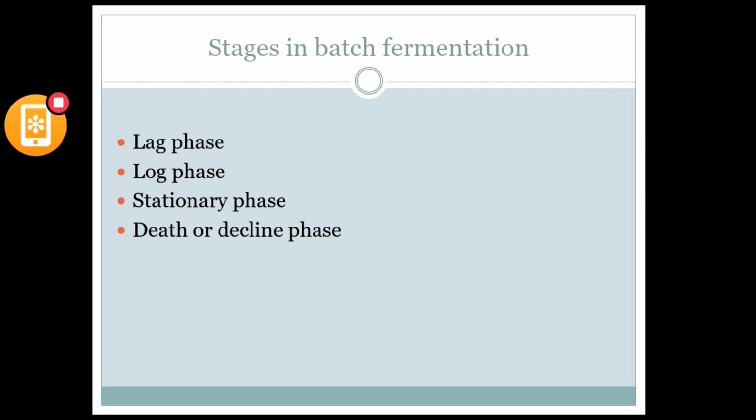Here in the stationary phase, the substrate in the growth medium gets depleted. That means, in the batch fermentation, I have told you that media is not added continuously, and hence as the media is added only once, the nutrients, the media gets depleted.